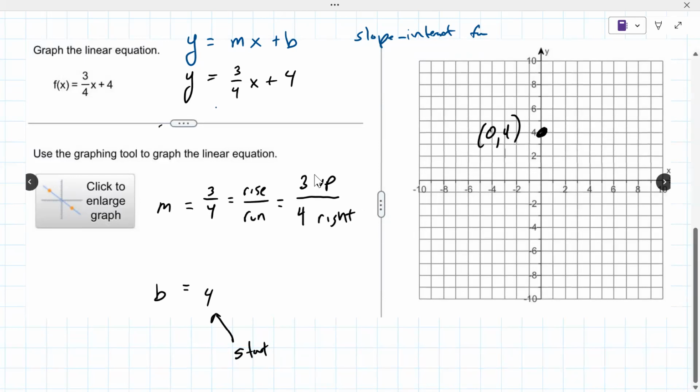And then from there, you use the slope. You go up 3 and then 4 to the right from that point. You just count up 3: 1, 2, 3. Then 4 to the right: 1, 2, 3, 4. There's your new coordinate, (4, 7). And then you connect those like that.